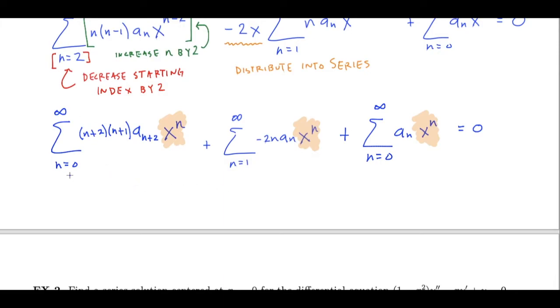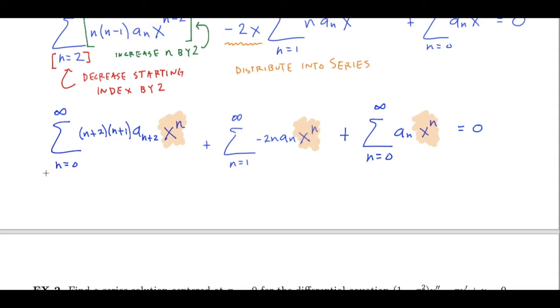Notice that this first series starts at n equals 0, but the second series starts at n equals 1, and this third series starts at n equals 0. It's as if this first series has one more term than this second series, and this third series also has one more term. So before I can factor out the x to the n, I need to force all of these series to have the exact same structure. So here's what I'm going to do.